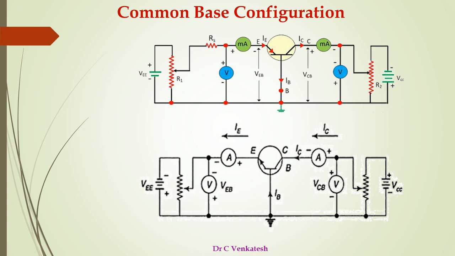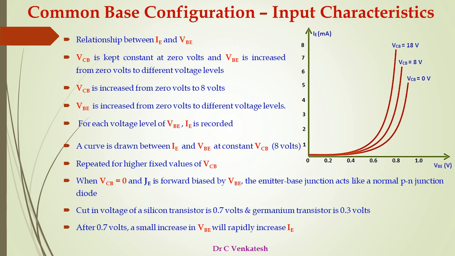To fully describe the behavior of a transistor with common base configuration, we need two sets of characteristics. They are input characteristics and output characteristics. Now we are going to see the input characteristics of the common base configuration. The input characteristics describe the relationship between input current IE and the input voltage VBE.